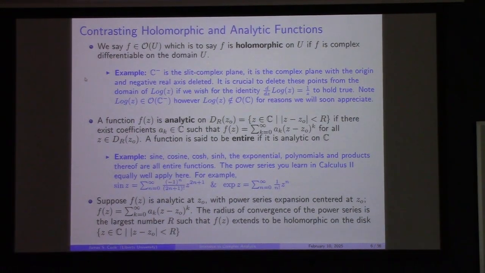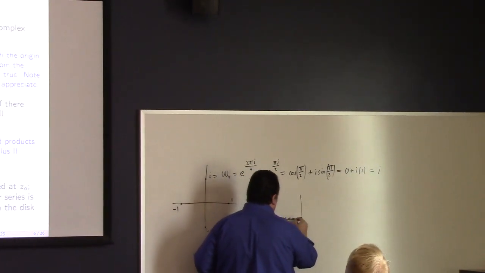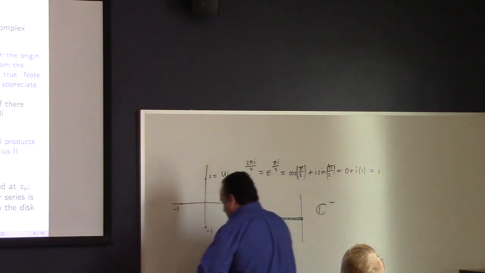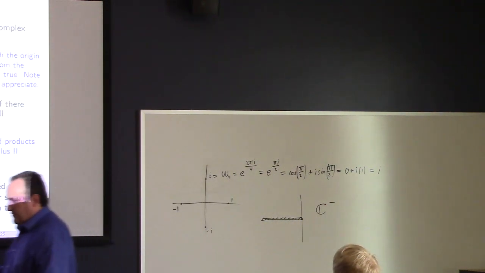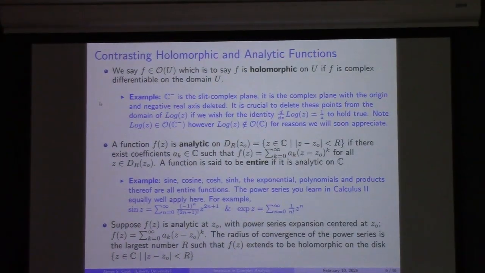So C minus this is just this thing. This is gone. The slit complex plane. So the logarithm, the principal logarithm, is holomorphic on the slit complex plane. So then, on the flip side, it's interesting.